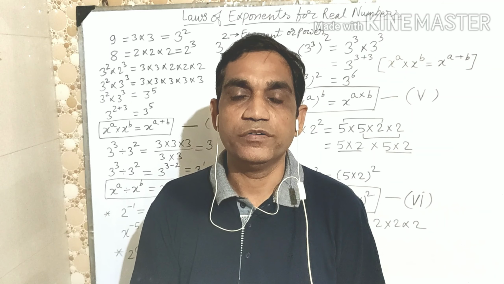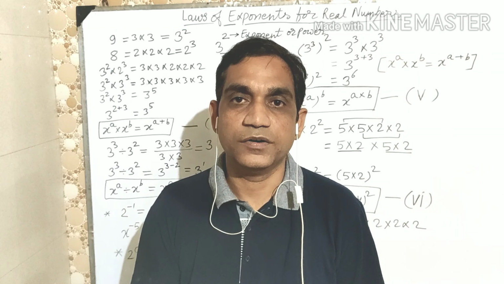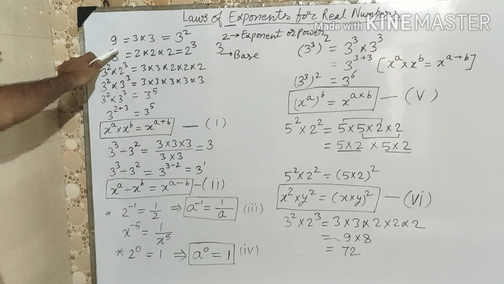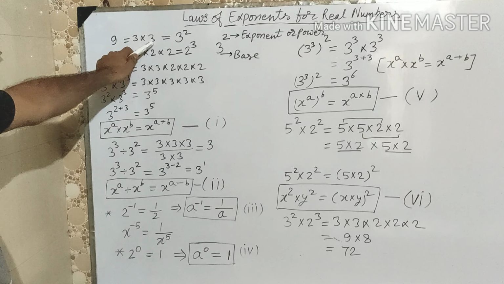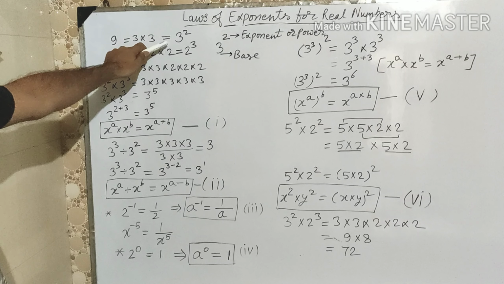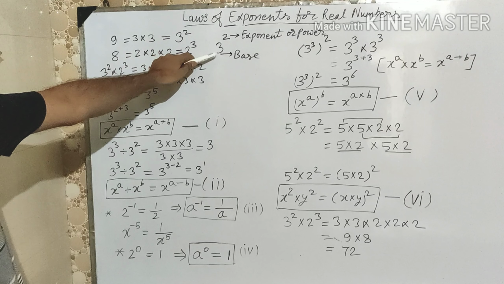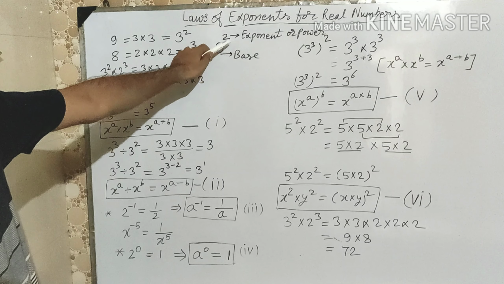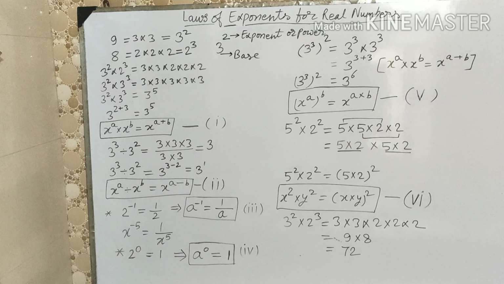We will study about laws of exponent for real numbers. Let's start now. Prime factor of 9 is 3 into 3. Here 3 is coming 2 times, so it can be expressed as 3 to the power 2. Here 3 is base and 2 is an exponent or power.